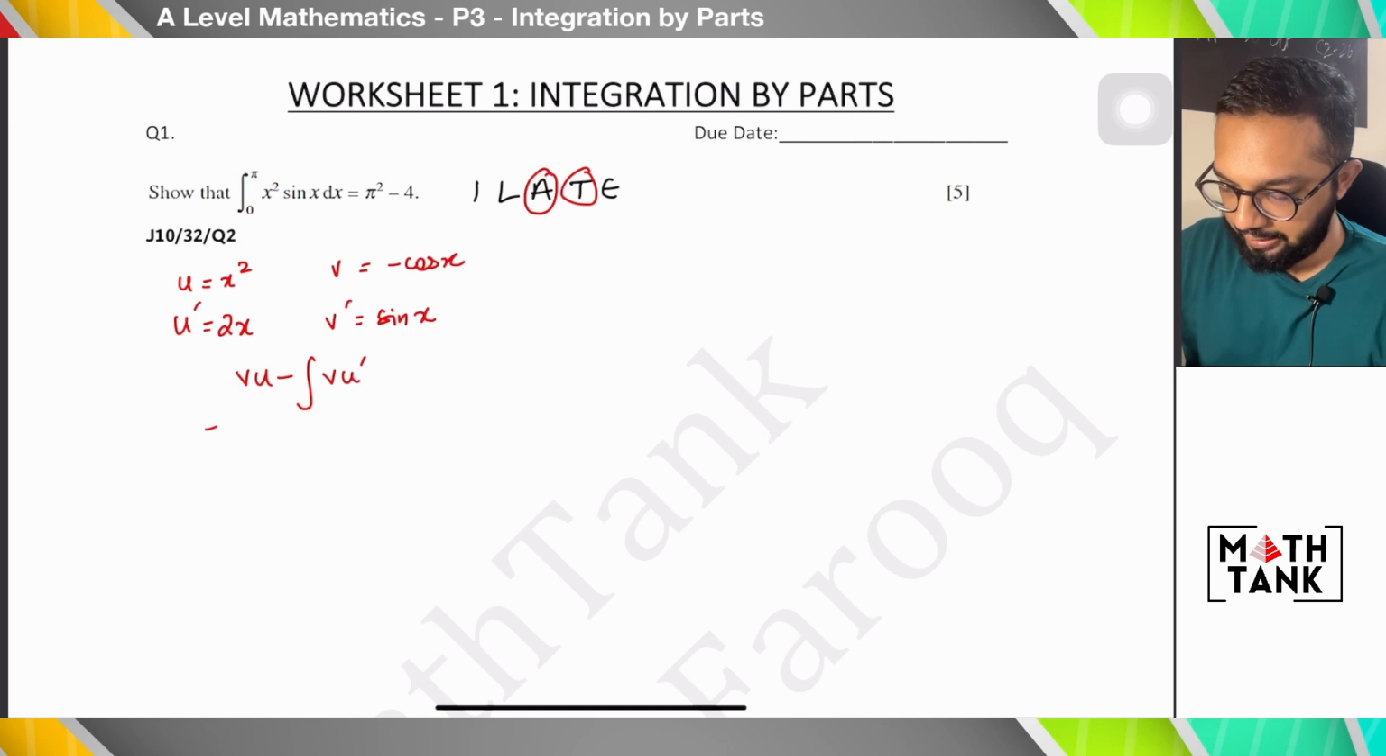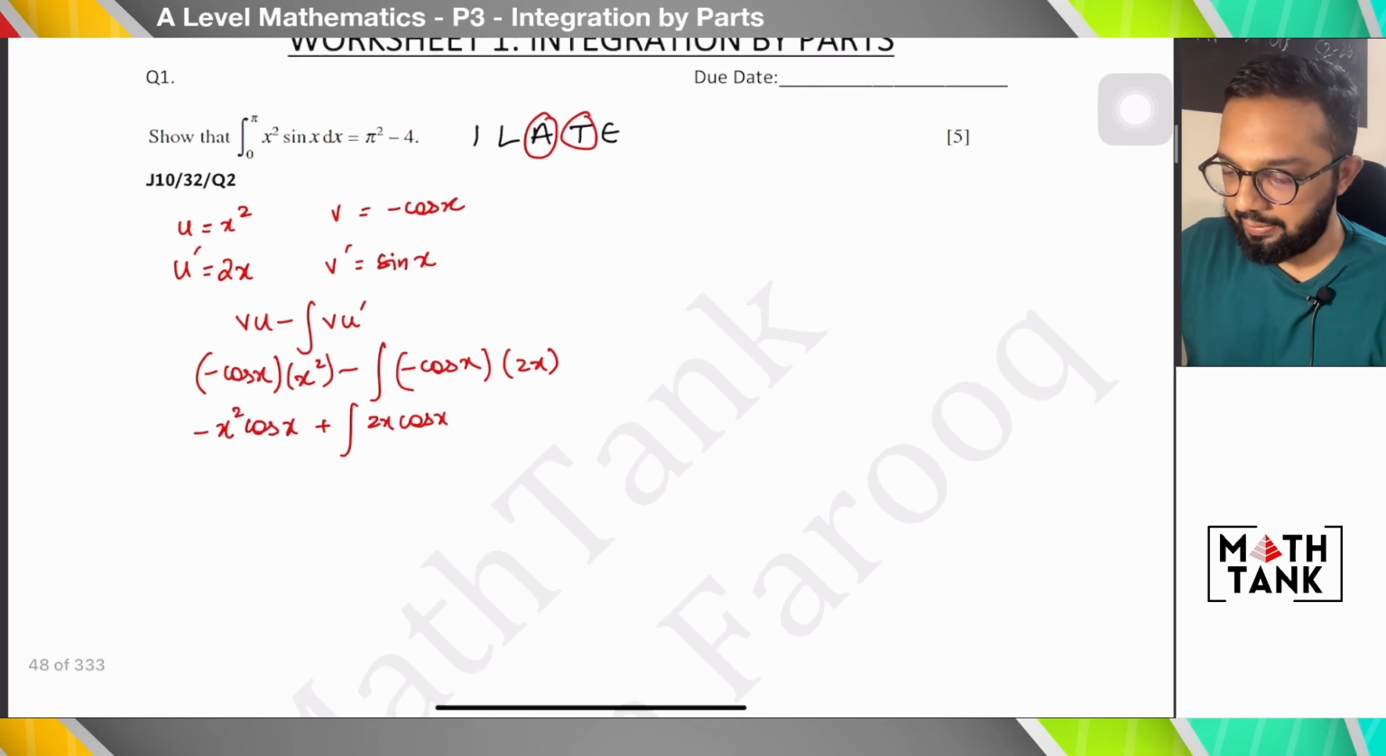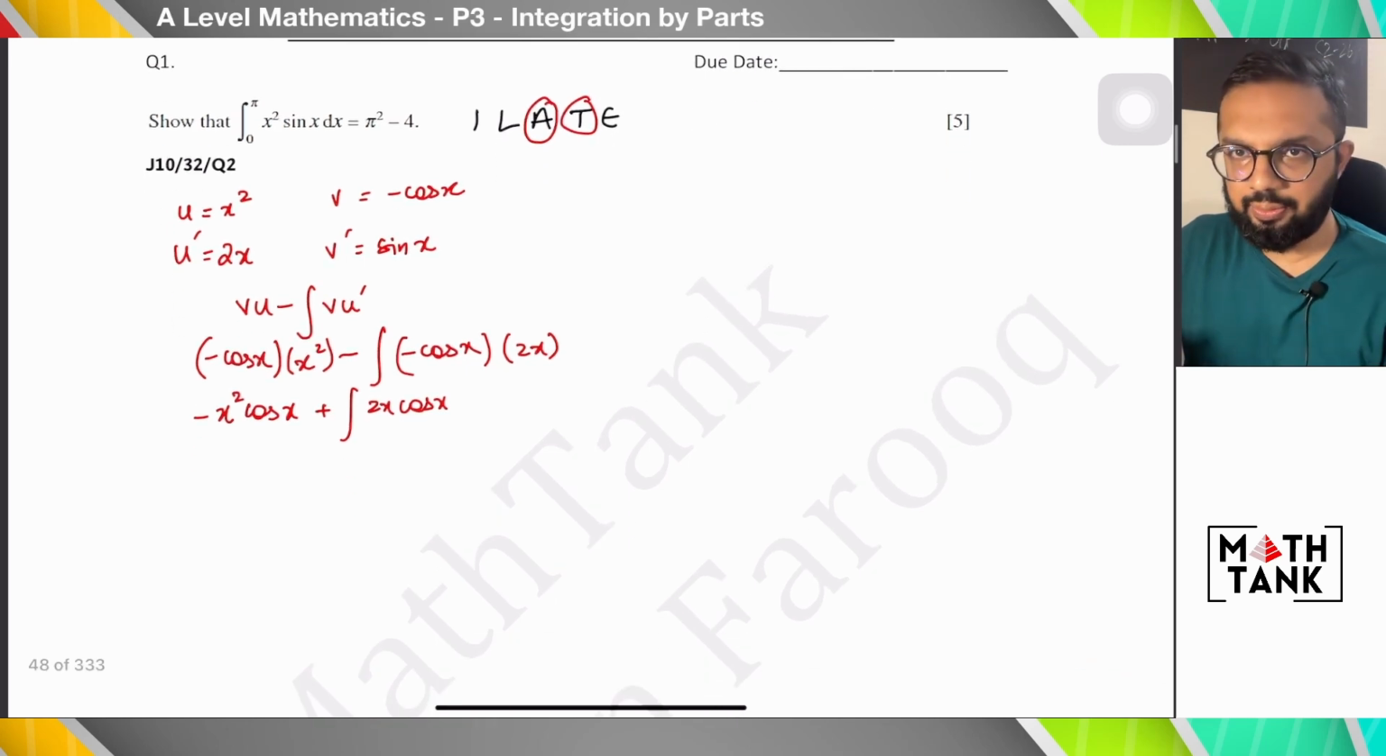So that's minus cos x into x squared, minus the integral of minus cos x into 2x. I have minus x squared cos x plus 2x cos x. I have taken the minus outside and multiplied the two negative signs together. That gives me a plus outside.